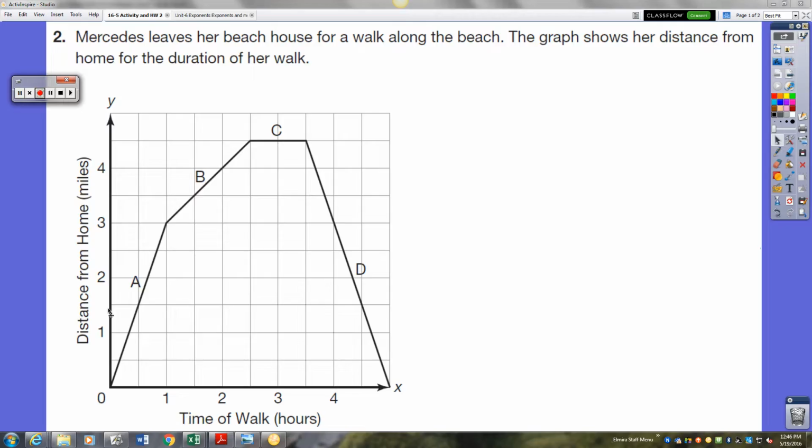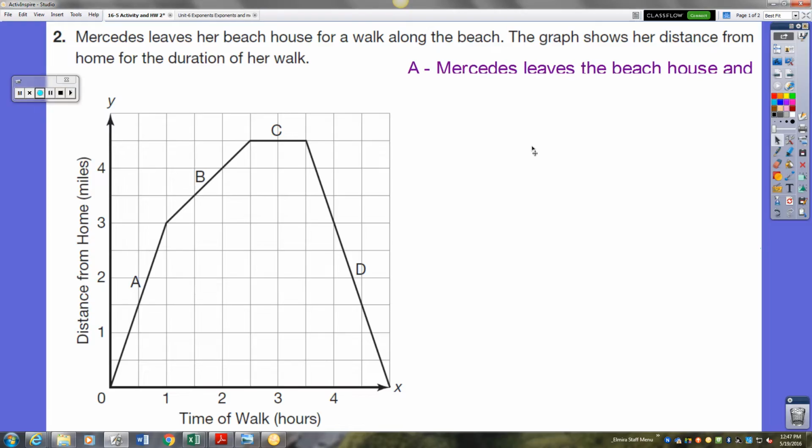What I'm going to have you do is break up the graph into the separate sections with their capital letters and just write a sentence or two about each one. You're going to state things like how many miles she went and how much time it took her, and you also need to convert that to speed. Remember, speed is going to be your slope. That's going to be your rate of change. Your rate of change is your change in y, how many miles did she go, divided by the time.